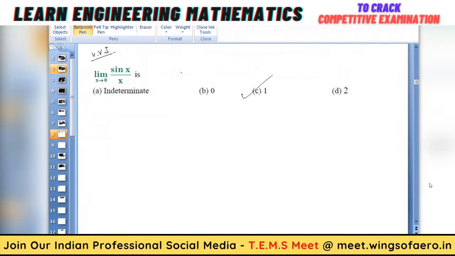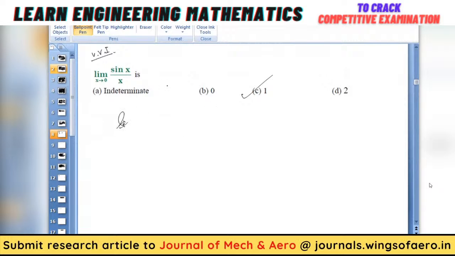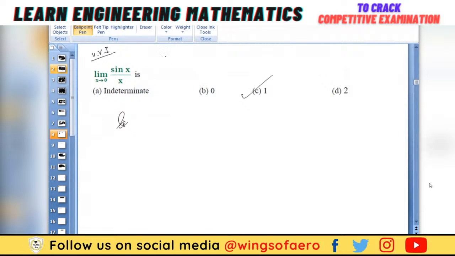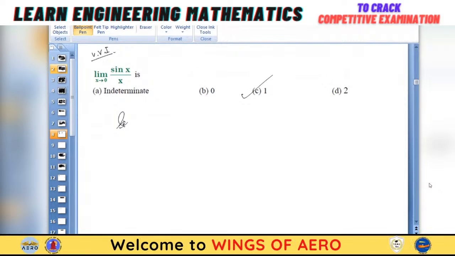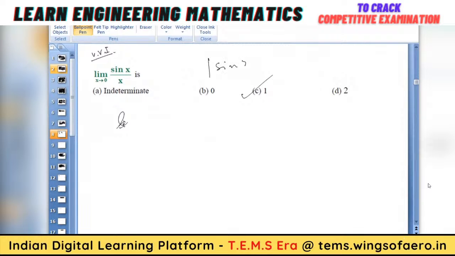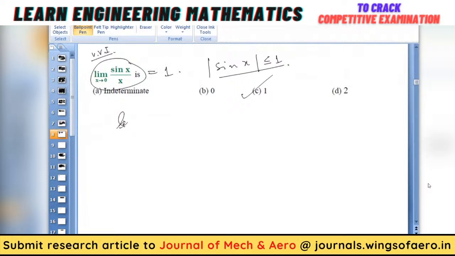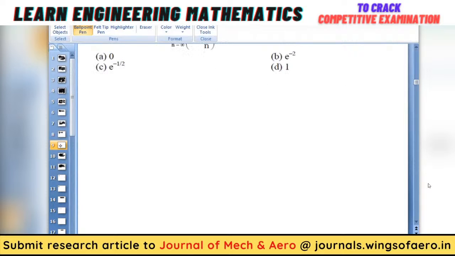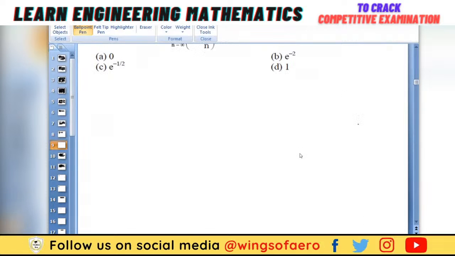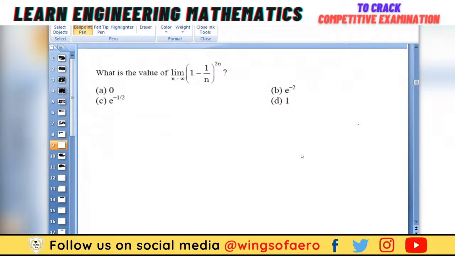Always remember sin x by x, yes, 1. Limit x tends to 0 of sin x by x is always equal to 1. Remember this. This is a theorem. This happens because sin x is a bounded function, and mod of sin x is always less than or equal to 1. Remember this. This is always equal to 1. Very important question.